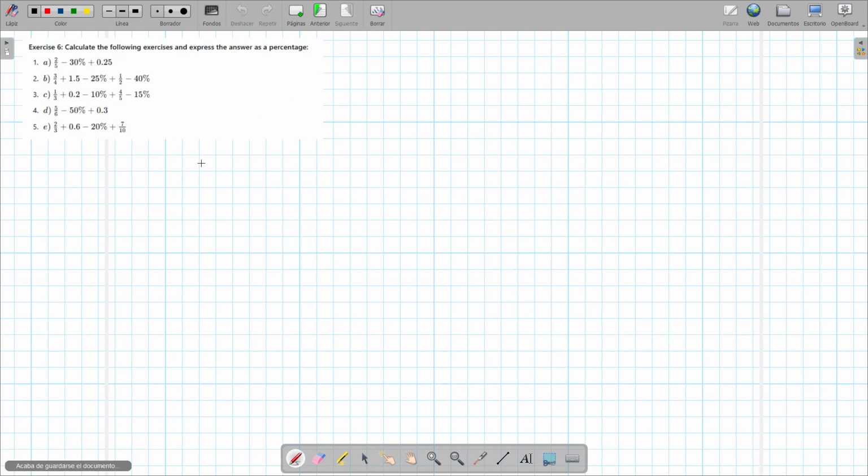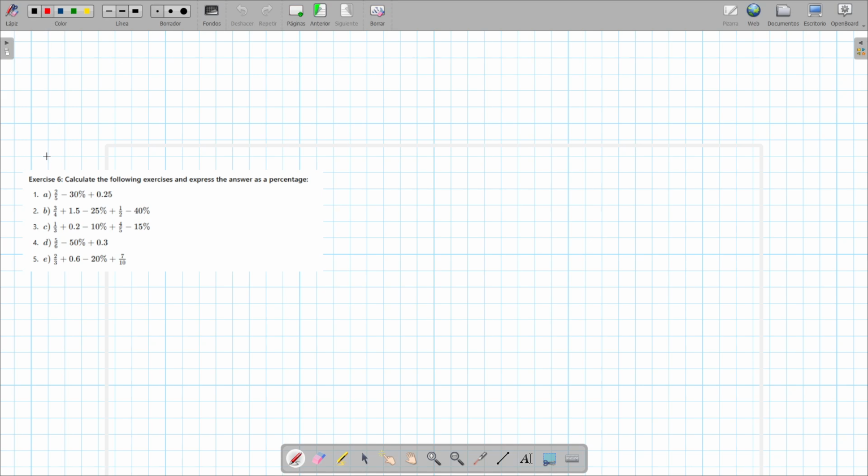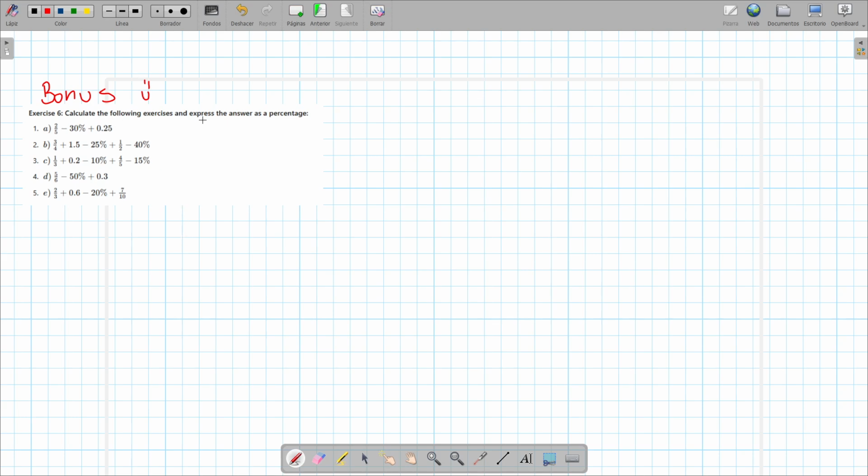Now, this is a bonus question that you are going to have. What we have to do is not that hard. We have to transform this and express the answer as a percentage. I'm going to do only the number 1, okay? We have 2 over 5 minus 30% plus 0.25. My suggestion, convert everything to a percentage.